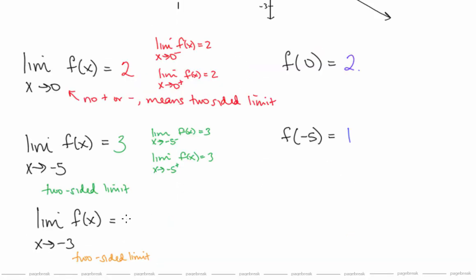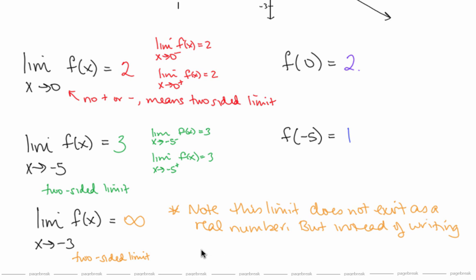So we're going to write positive infinity here, but we have to note this limit does not exist as a real number. But instead of writing DNE for does not exist, writing positive infinity gives more information. So we're going to write down positive infinity here for this limit, but we understand that really the limit does not exist as a real number.